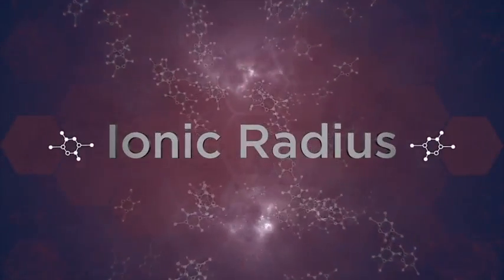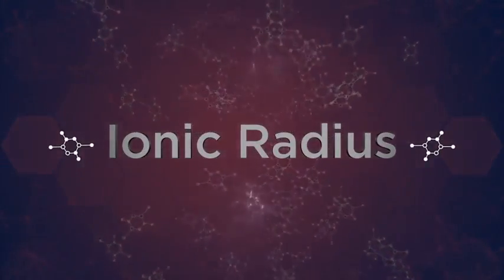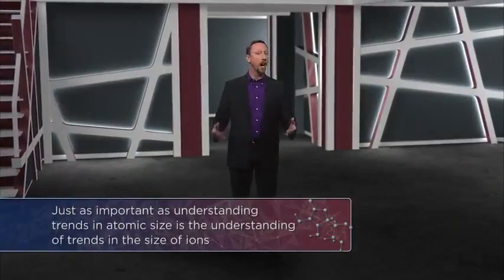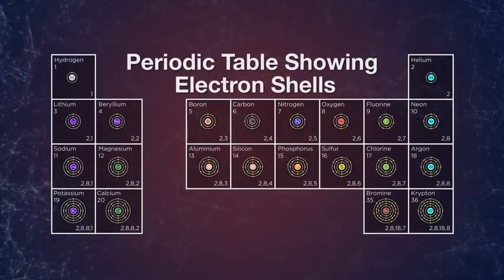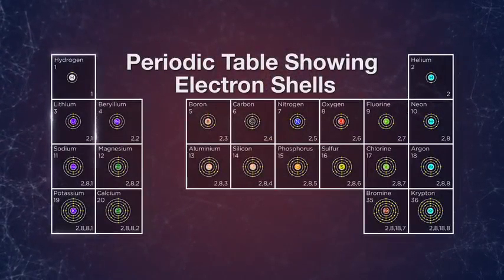Just as important as understanding trends in the atomic size is the understanding of trends in the size of ions. Now, just as with atomic size, let's focus on some of the S and P block elements because they're the most well-behaved and will help us to understand the overriding trends that we see. As an example, let's consider one column of the periodic table, group 1.